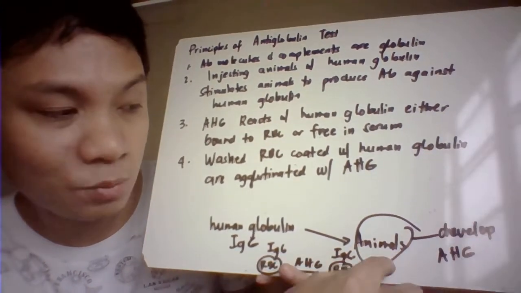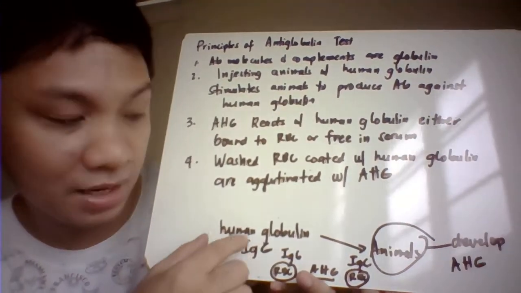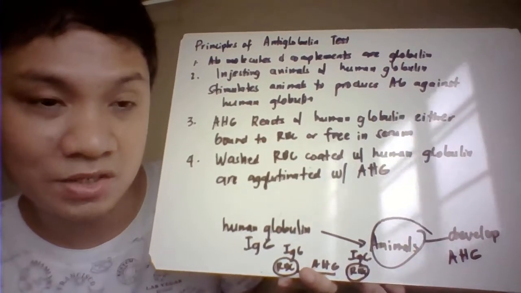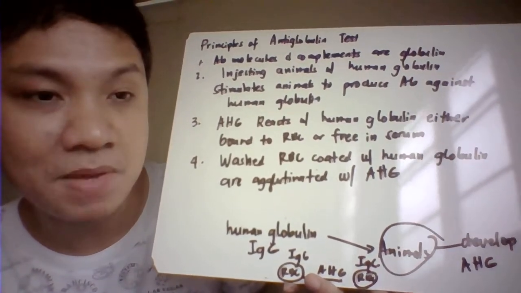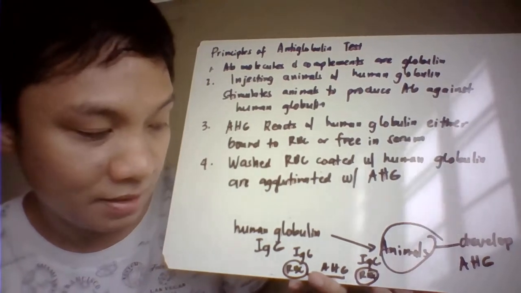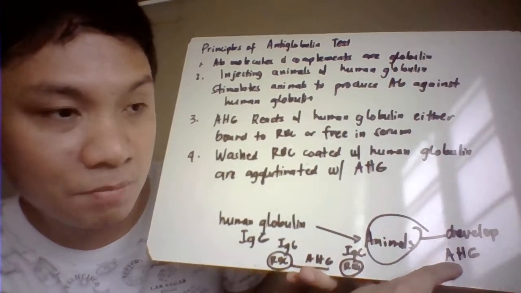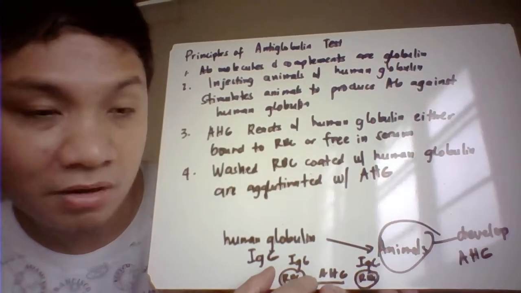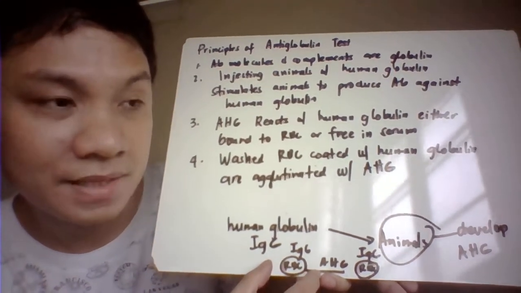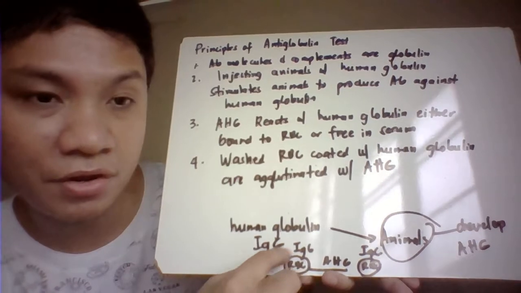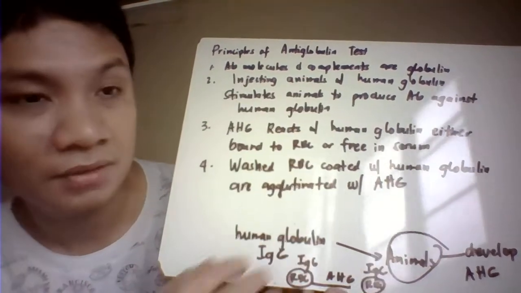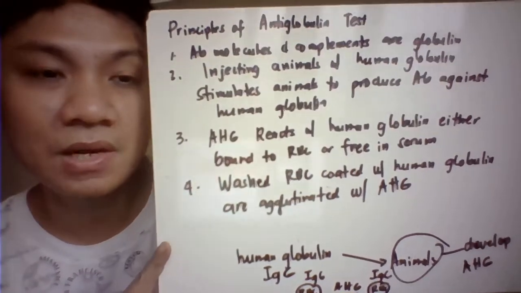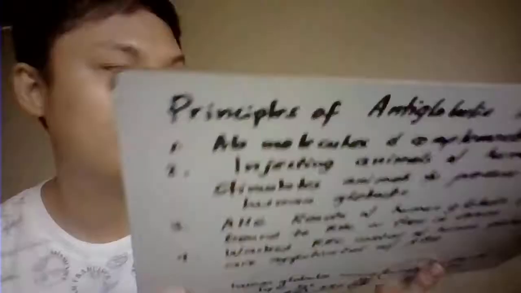Okay, so this will react here with the human globulin. Anong dalawang human globulin natin? IgG or C3b or C3d, which are your complement. So therefore, this anti-human globulin produced here will be able to react with the RBC which has been sensitized by an IgG or your complement. Okay, so therefore, that becomes here the principle of your anti-human globulin test or your Coombs test.